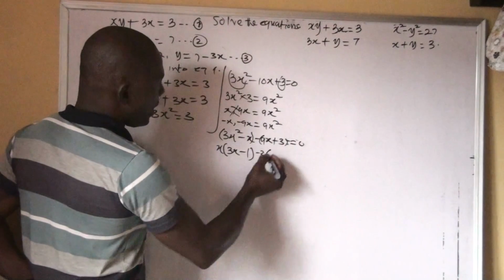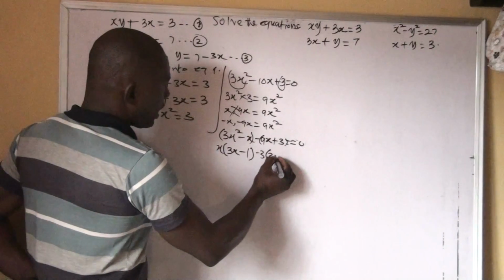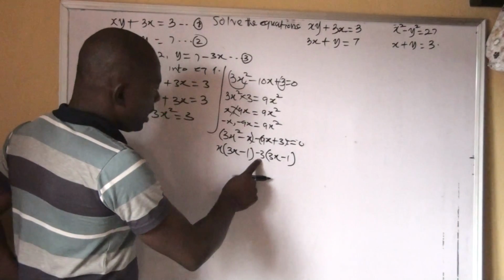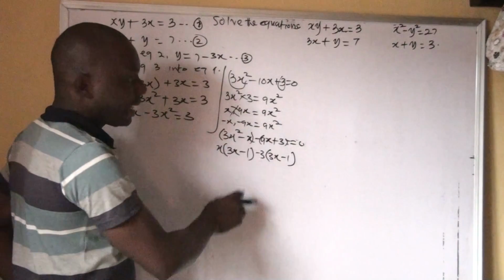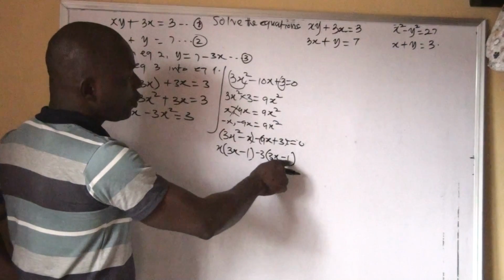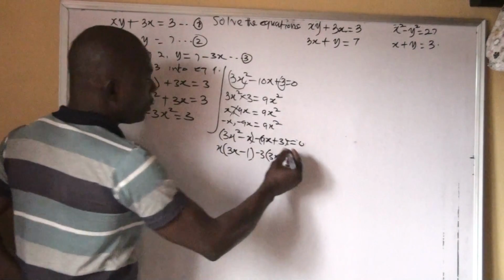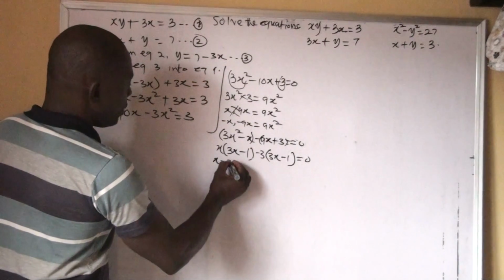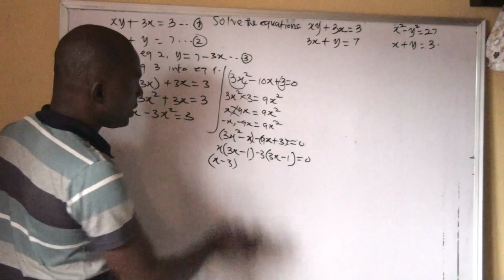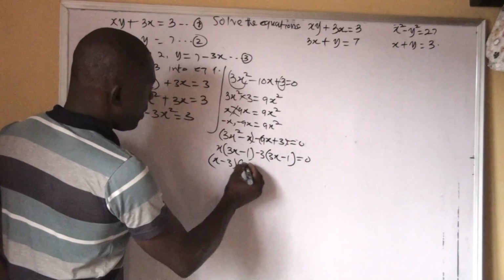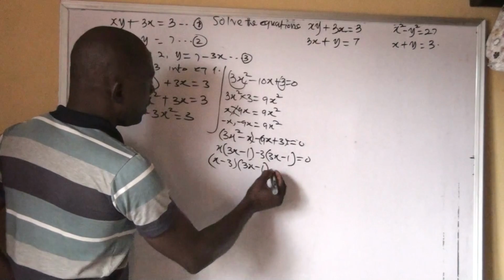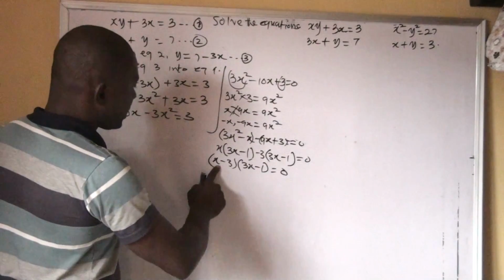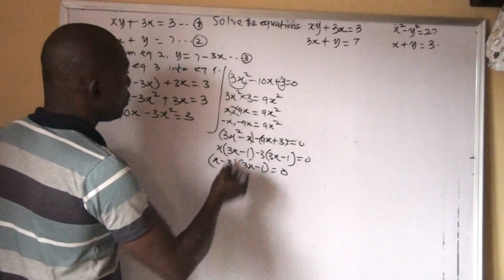Here we have 3x minus 1. Minus 3 times 3x will give us minus 9x, minus 3 times minus 1 will give us plus 3. Okay, so we are in order. So here we have x minus 3 in brackets. This one is common, so here we have 3x minus 1, close bracket, equals 0. Quickly here, x minus 3 is equal to 0.